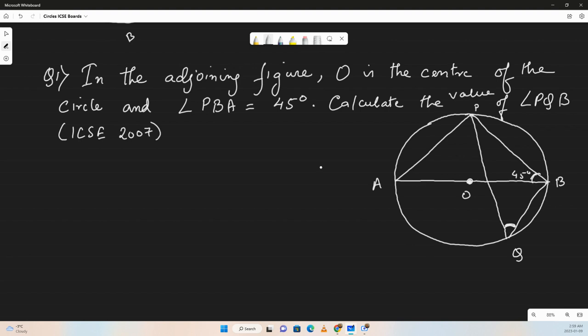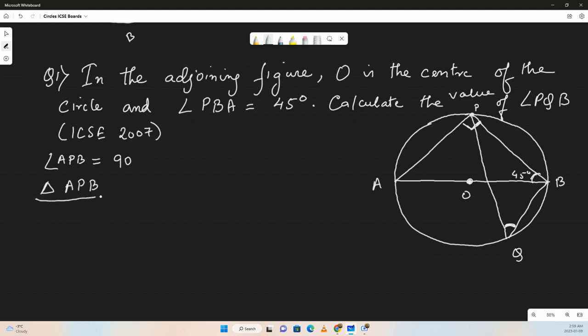If AB is the diameter, then what is angle APB? So the angle is 90 degrees, right? So from one of our theorems, we learned that if we have a semicircle, then it subtends an angle of 90 degrees at any point on the circle, right? So this angle is 90 degrees. So if that angle is 90 degrees, let's consider triangle APB.